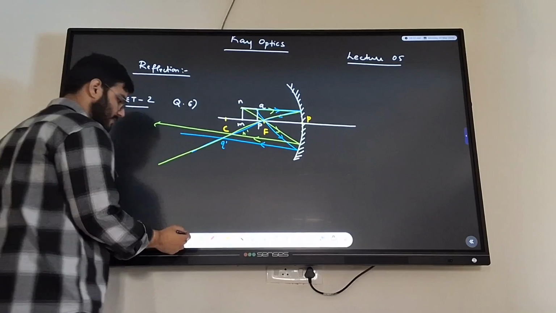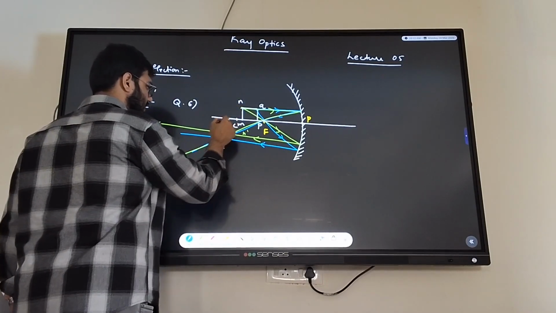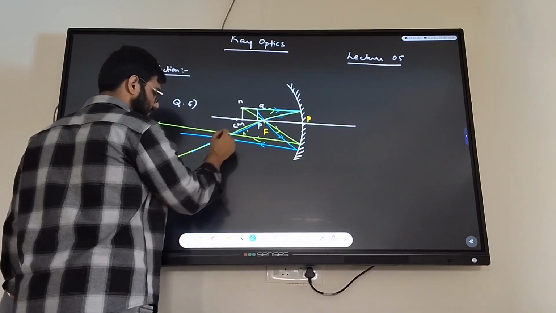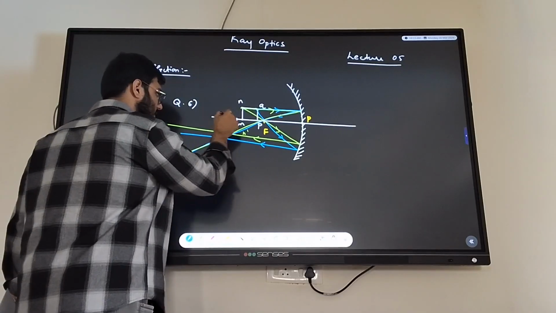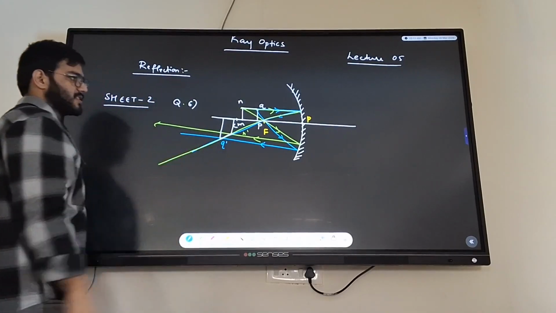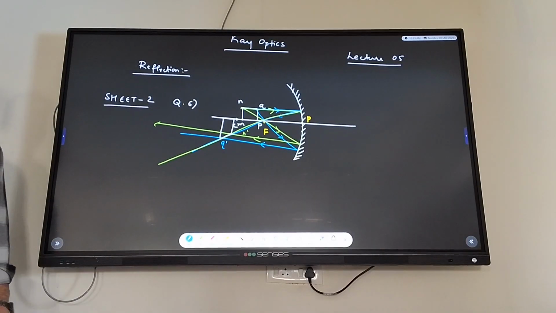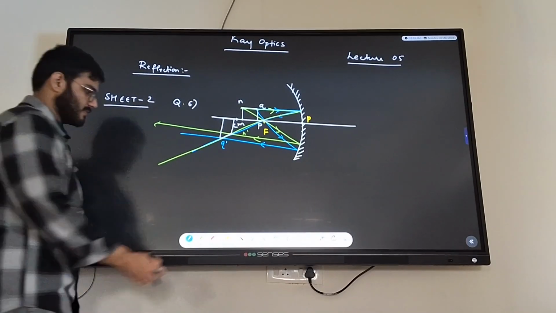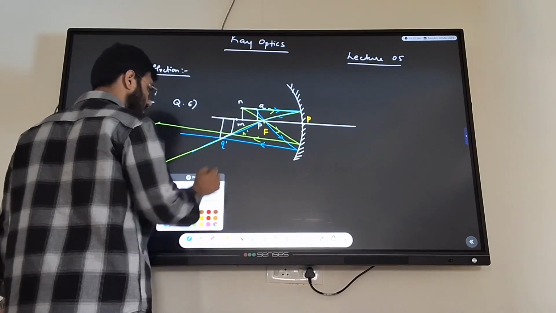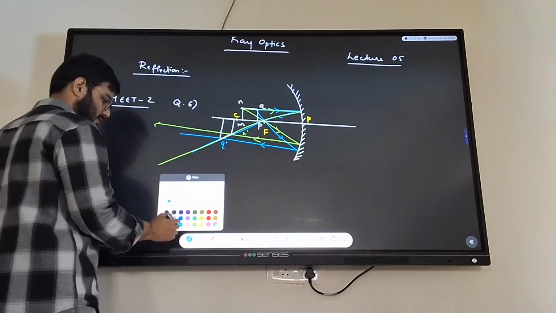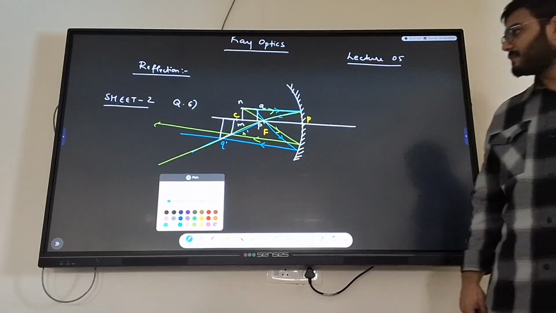And if I join this thing, let's take this C to be here. If I join it, then what will I get? I will get an image something like this, where this is N prime, this is Q prime. Where should my M prime and P prime be? What do you think? Where should they be? Can anybody tell me? My M prime and P prime.